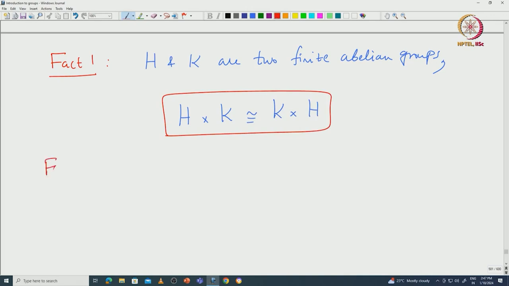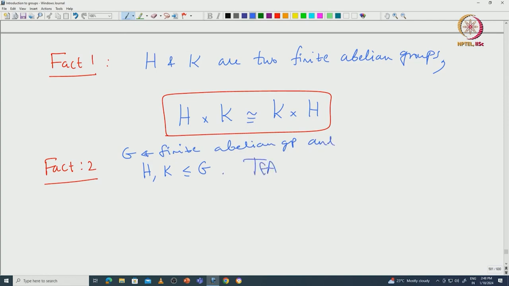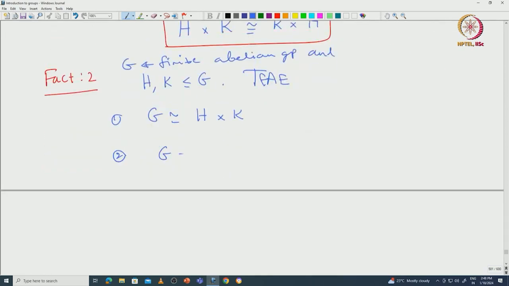So now let's state the second fact. This is something about general group theory. If H and K both are subgroups of G, again assume G is a finite abelian group, then the following are equivalent. The first thing is G is isomorphic to H cross K, and the second thing is G equals HK and H intersection K must be trivial. And of course, both H and K being normal is dropped because we are in the abelian group setting.